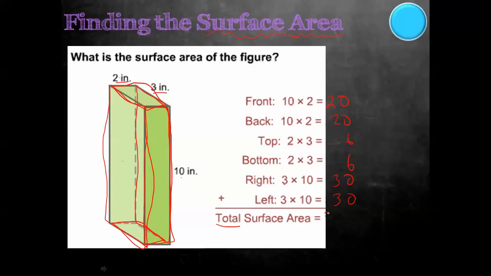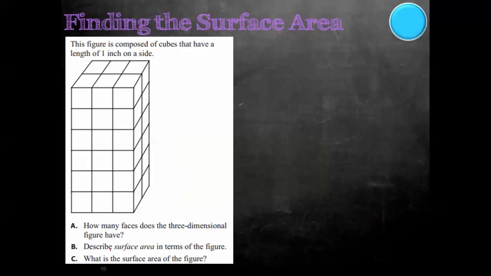Okay, so then we're just going to add all of these up. 6 plus 6 is 12. Carry the 1. 3, 6, 7, 8, 9, 10, 11. So this is going to be 112 inches squared. We still say inches squared because we're talking about area.